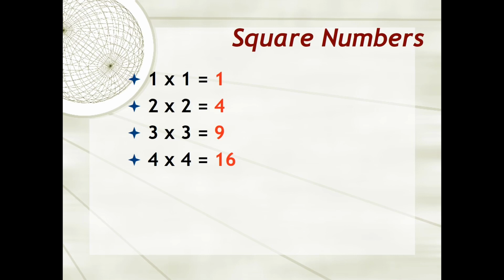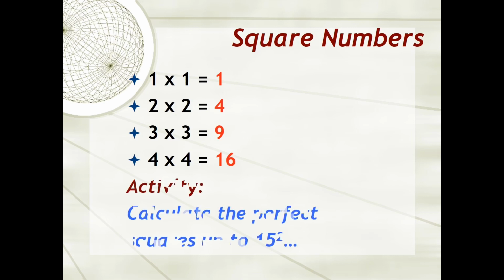If you think about an actual square, the sides are always the same. So if you look at an actual square and its length is, let's say, 10, that means its width is 10, and then to find the area of the square, 10 times 10 will give you 100. So let's do this first activity and calculate the perfect squares up to 15 squared.